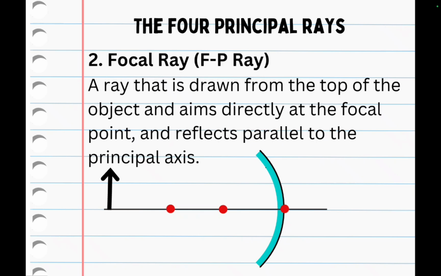The second one is the focal ray. We can also call that the F2P ray. It is just the reverse of the parallel ray. The F2P ray, or the focal ray, is a ray that is drawn from the top of the object and aims directly at the focal point and reflects parallel to the principal axis. Okay, did you get it?